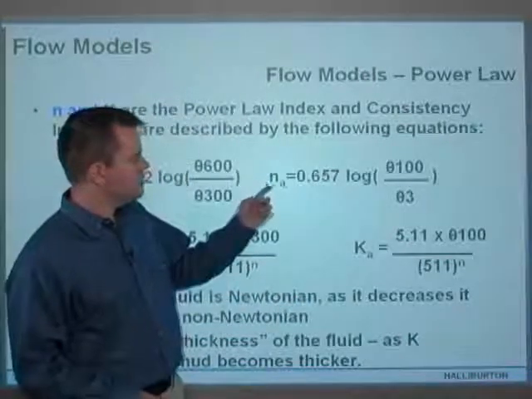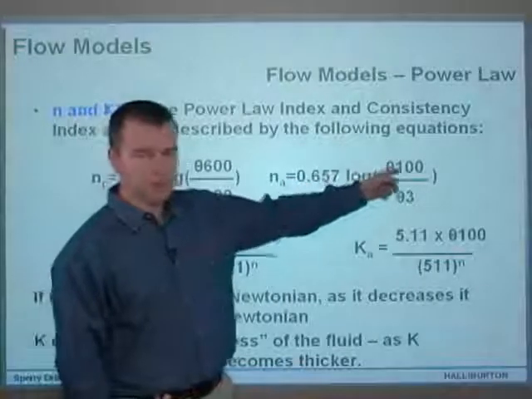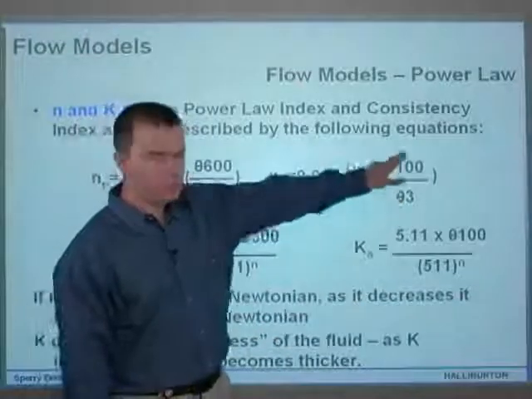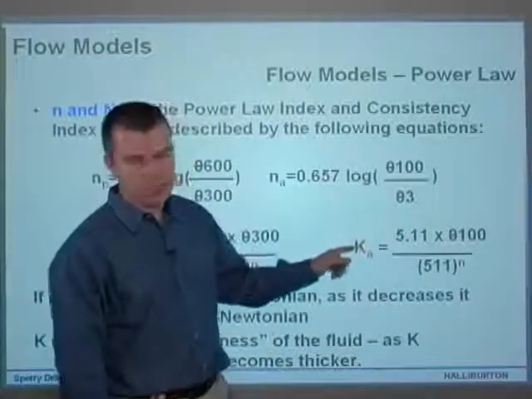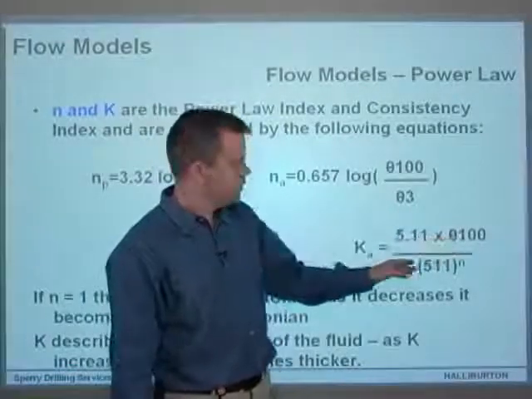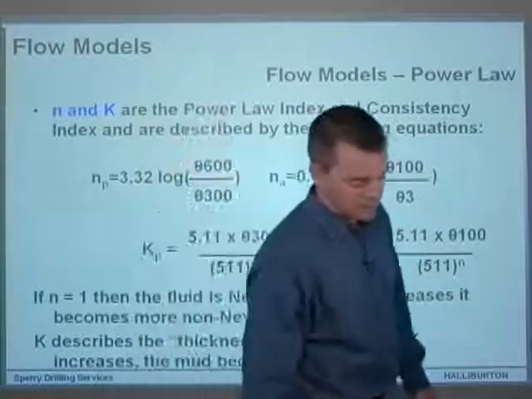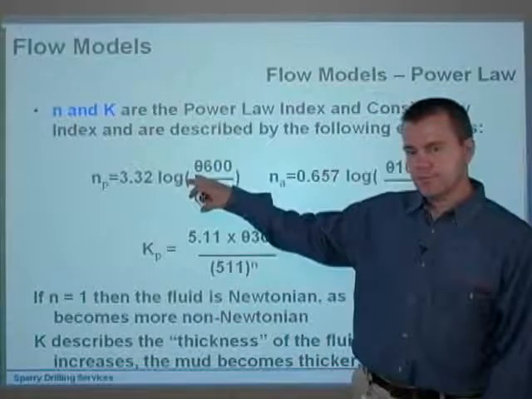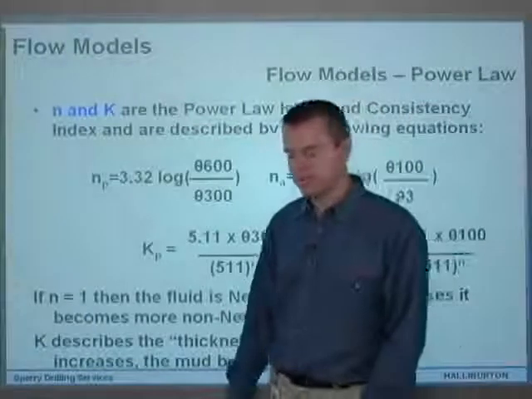Now, in the annulus, n sub a equals 0.657 log theta 100 over theta 3. So again, using lower shear rate values here. And k sub a, or k in the annulus, is 5.11 times theta 100 divided by 511 to the power of n. Now, you can see that we're using the higher shear rates for the pipe and the lower shear rates for the annulus, and that's fine.